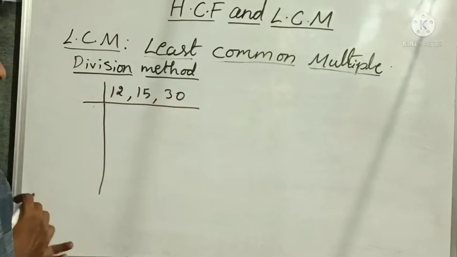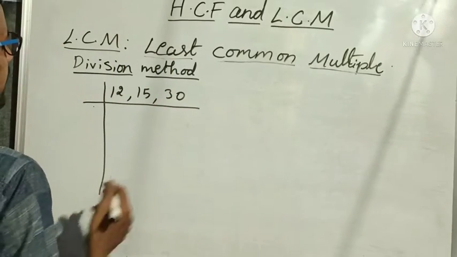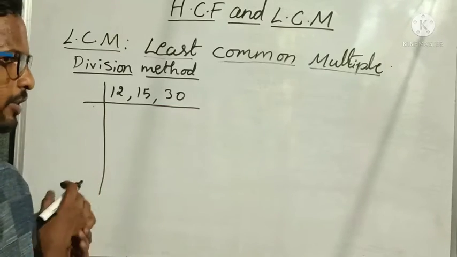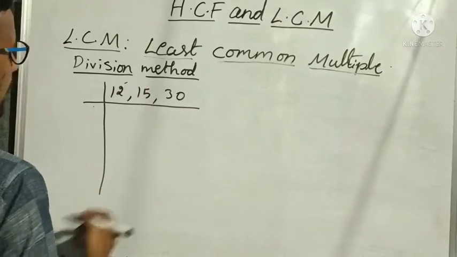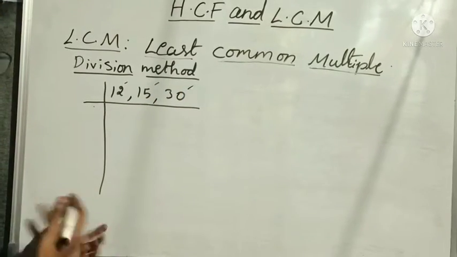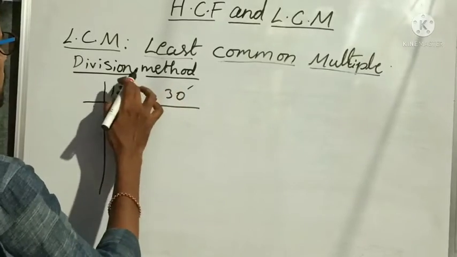So first let us understand how to do the division method. All three numbers should be taken at a time, and all three numbers should be divisible by one number. That number we should write first. Understood? So 12 is an even number, 30 is an even number. How about 15? Is 15 an even number here? No. So it is not possible to take 2.